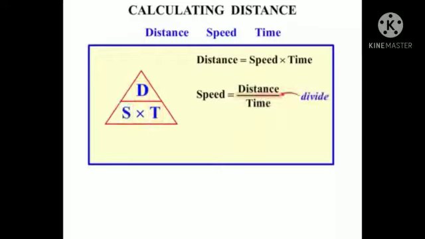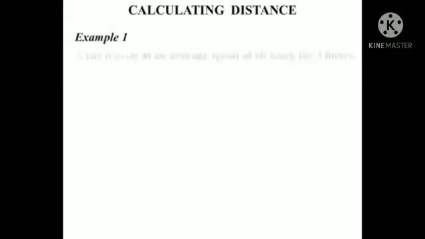Next one is T, standing for time. So, let's cover the T up. What are we left with? D over S. Therefore, time is equal to distance upon speed. The over symbol means to divide. Let us see a few examples.